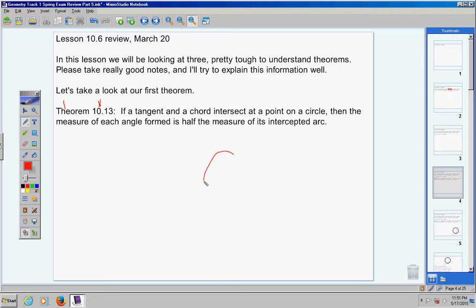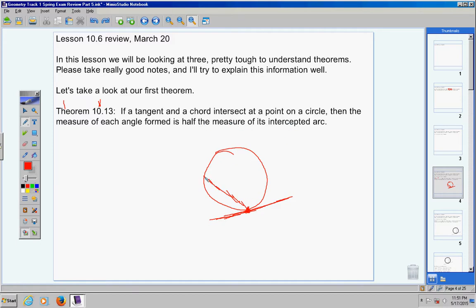Here's a circle, more or less. If a tangent and a chord, so a tangent is a line that intersects the circle at one place, you can take notes on this or just watch. Here's a tangent. Here's a chord. Do you see this angle that goes from here to here? That angle right there is going to be half the measure of its intercepted arc.